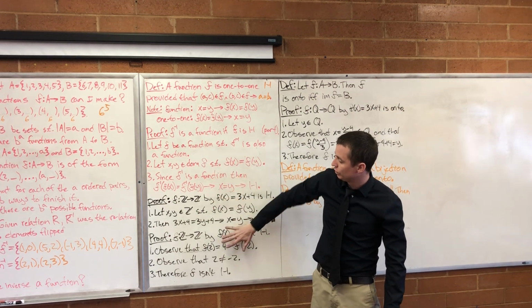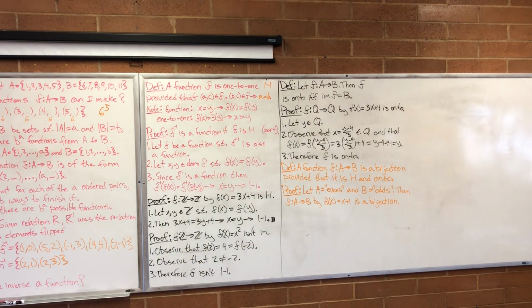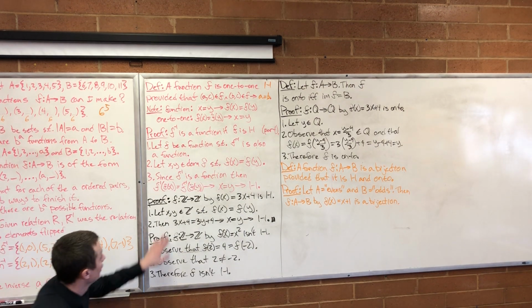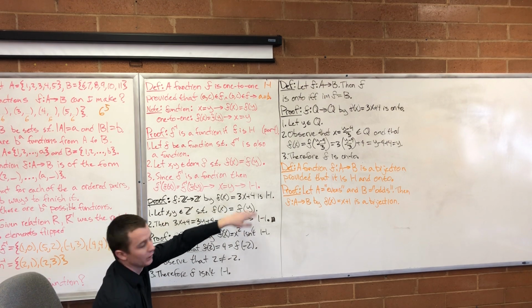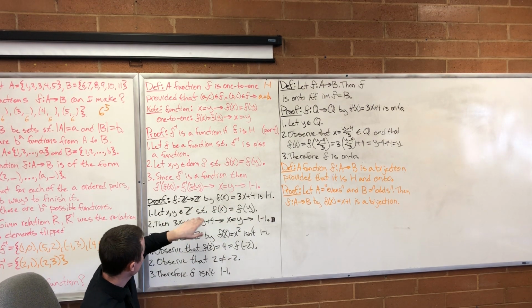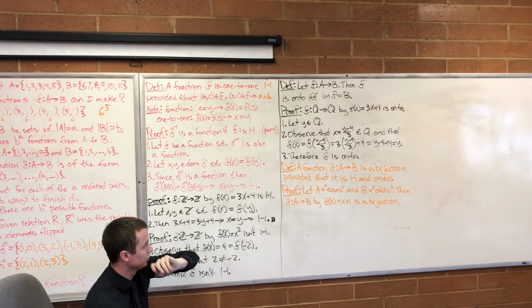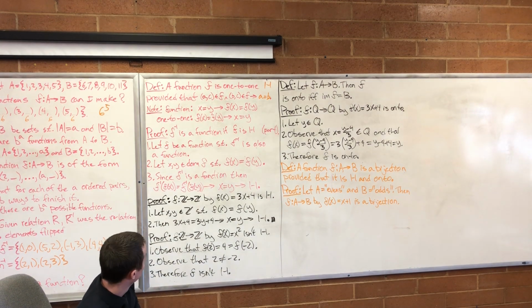We'll do two concrete examples and then go over this one more time, and I think it'll make more sense. So let's prove that a very particular function is one-to-one. f of x equal to 3x plus 4. f is a function from the integers to the integers defined by f of x is equal to 3x plus 4. We're going to prove it's one-to-one.